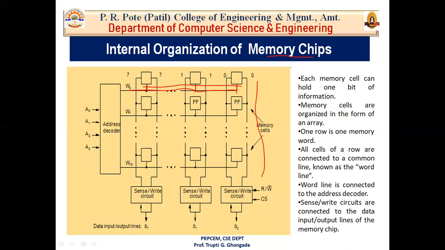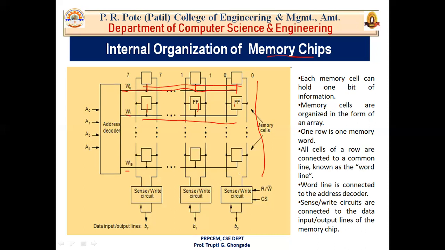Now look at the second row. All these cells are connected to a common word line which is denoted by W1. In the example shown here, how many word lines do we have? We have 16 word lines, starting from W0 to W15. So we have 16 rows.